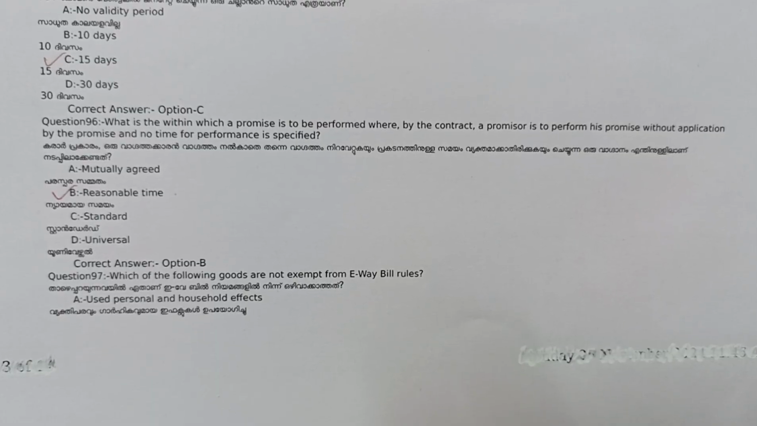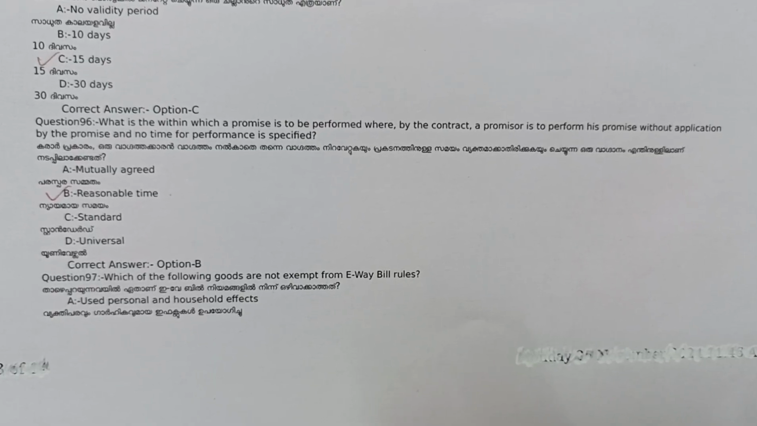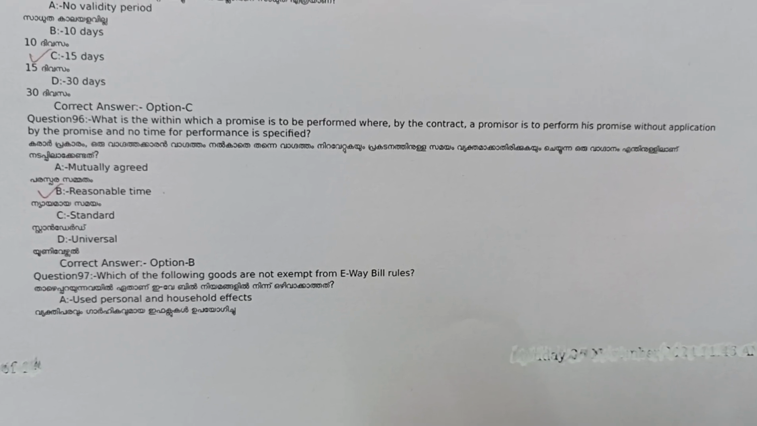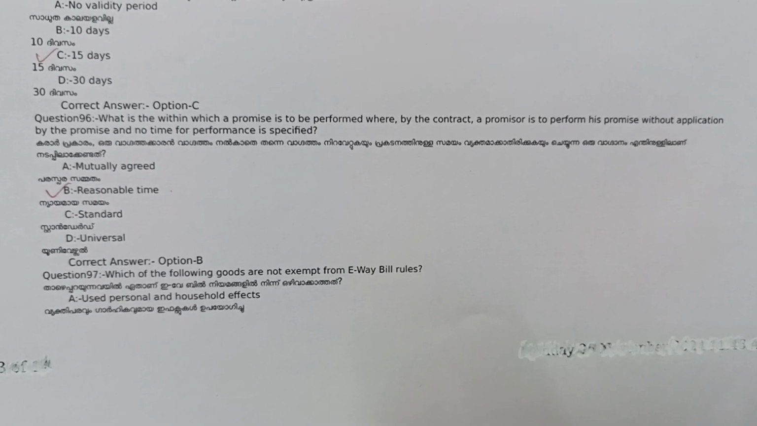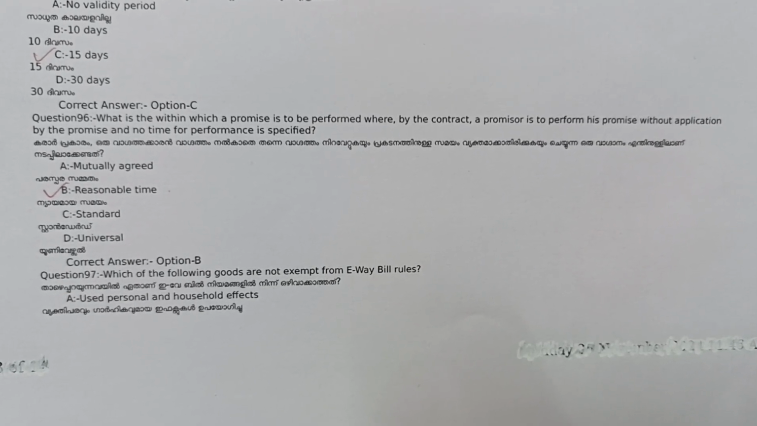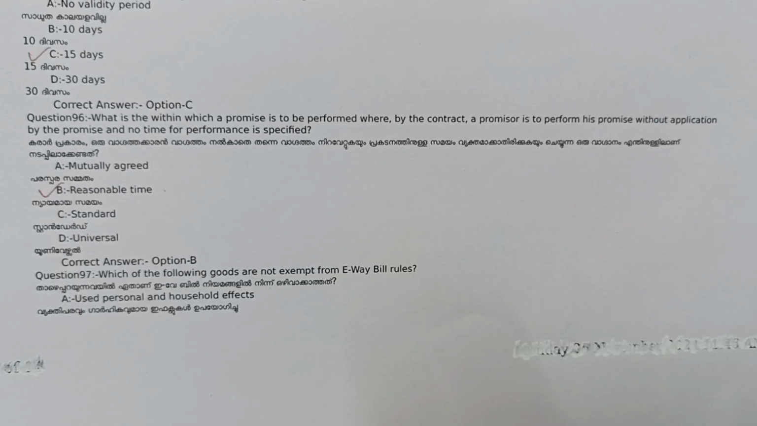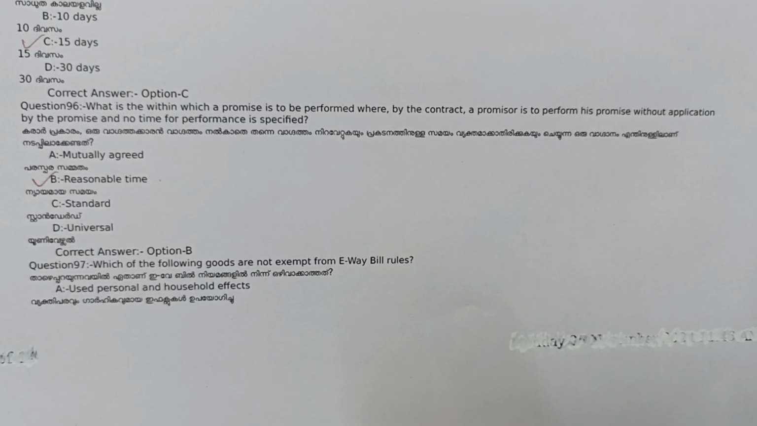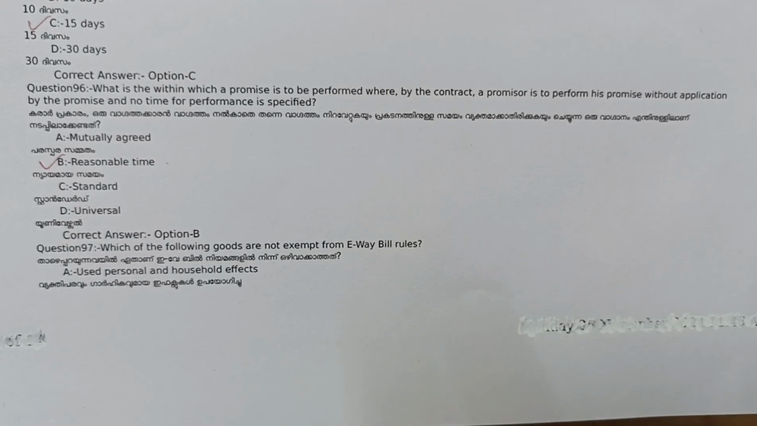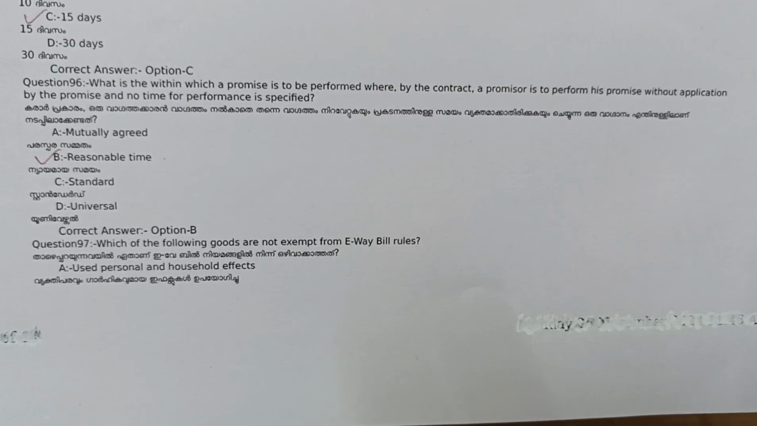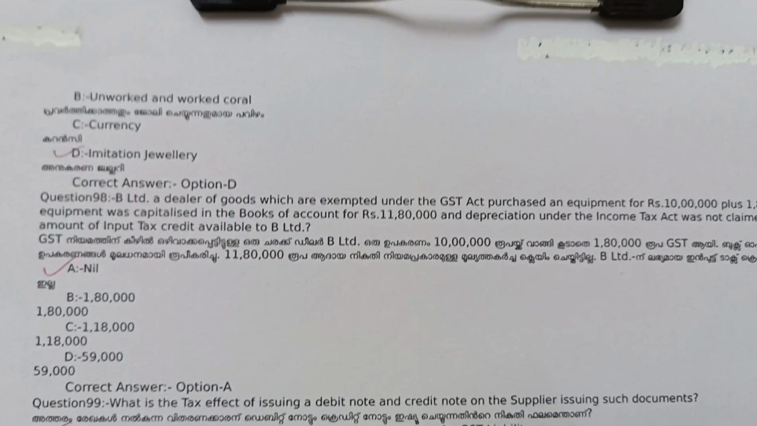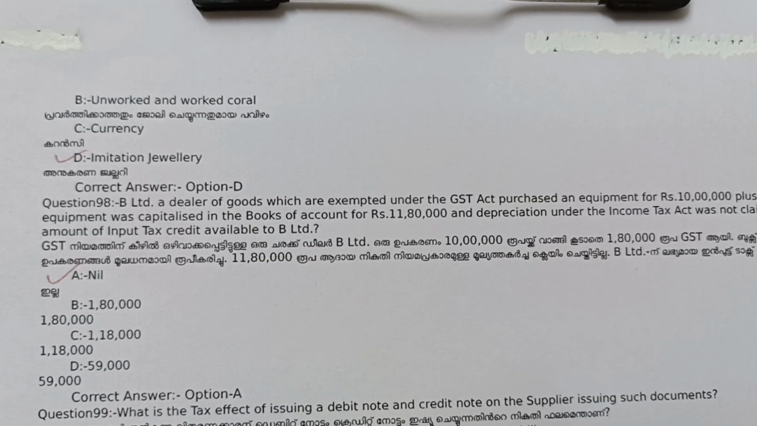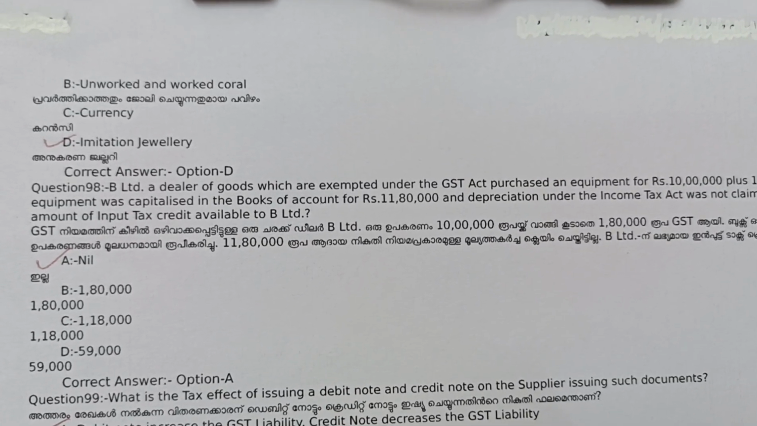Question number 96. What is the time within which a promise is to be performed, where by the contract a promiser is to perform his promise without application by the promisee and no time for performance is specified? Answer: reasonable time. Question number 97. Which of the following goods are not exempt from e-way bill rules? Answer: option D, imitation jewelry.